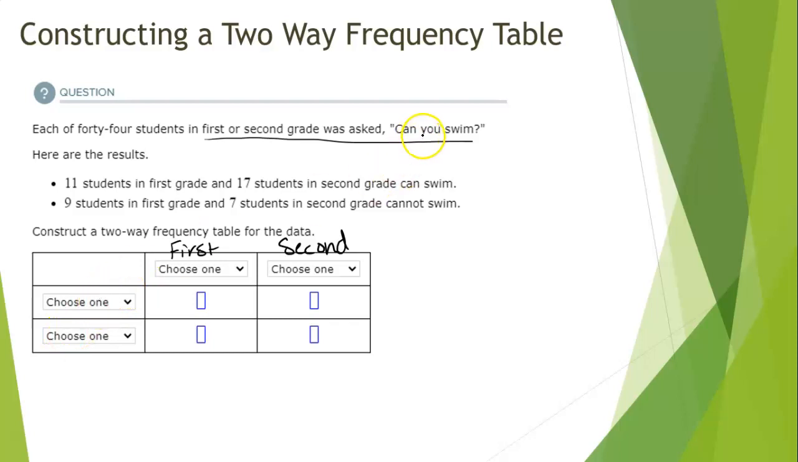And then the survey is, can you swim or can you not swim? So it's can swim or cannot swim.